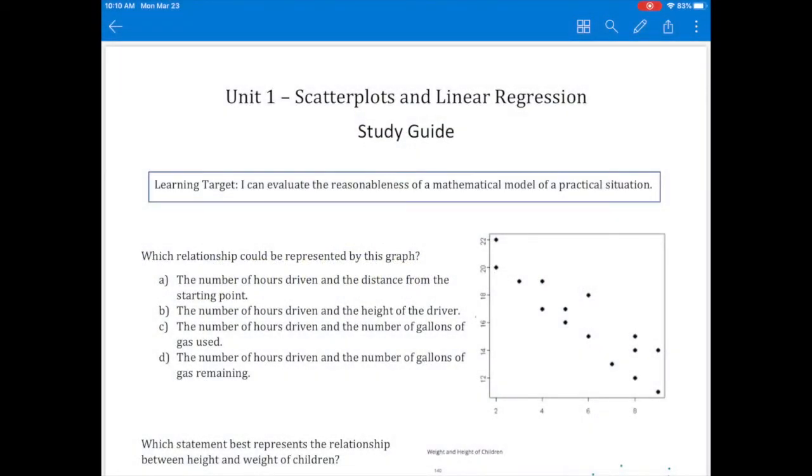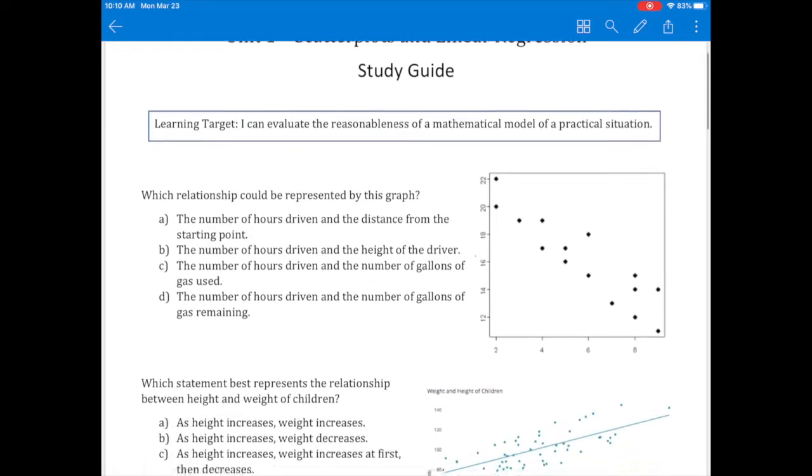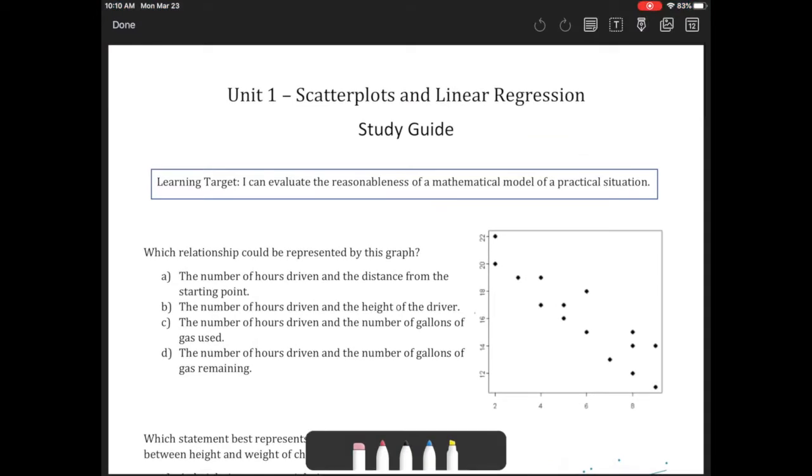Hey guys, in this video we are going to go through the Unit 1 study guide together. Unit 1 was scatter plots and linear regression. And in order to answer the first learning target questions, I can evaluate the reasonableness of a mathematical model of a practical situation, we need to remember a few things about scatter plots.